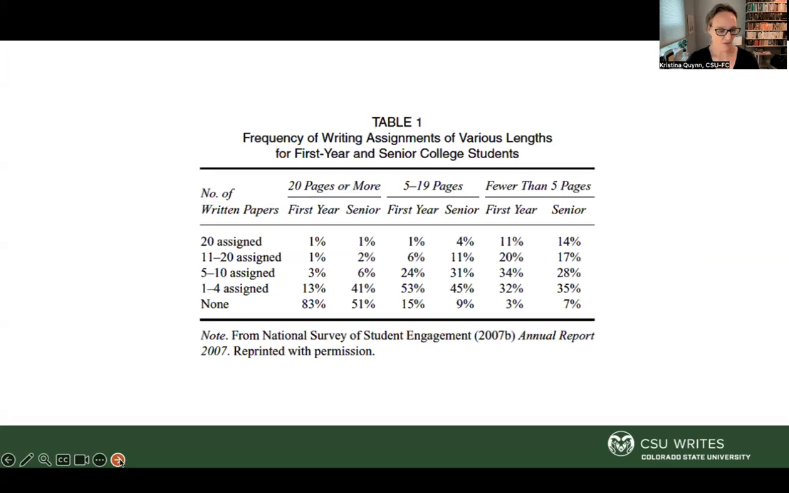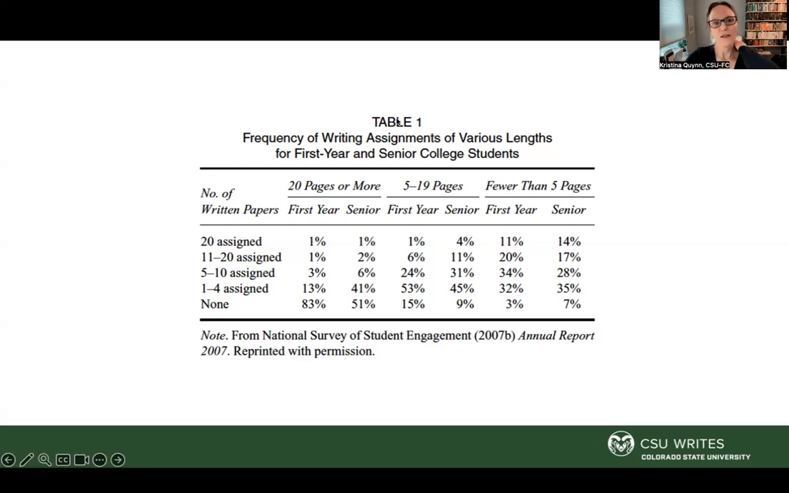So I want to talk about some of the results that Kellogg and Whitford bring forward in their document. They pull a table. It's not their own original research. This is evidence from elsewhere. It's from a national survey of student engagement and from that annual report. Notice it's reprinted with permission, right? And what they do is they look at the frequency of assignments of various lengths of first year and senior college students. So they've got this kind of breadth of the undergraduate experience that they're looking at. So first year and senior, and looking to see how many pages were written and or assigned, excuse me, and then number of papers that were written.